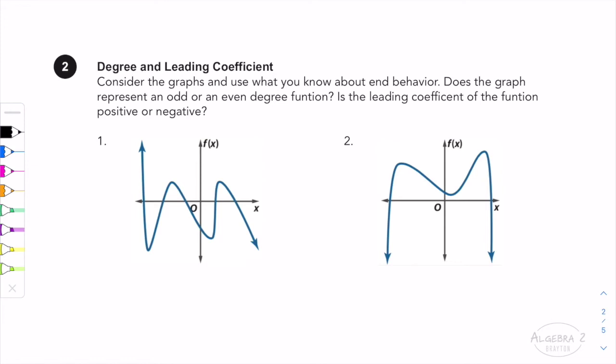Next we're going to talk about how the graphs can tell us what we know about the degree of a function and whether or not the leading coefficient is positive or negative. So we're kind of working backwards here. We're using the graph to identify the end behavior, and then we're using the end behavior to identify the degree and the leading coefficient.